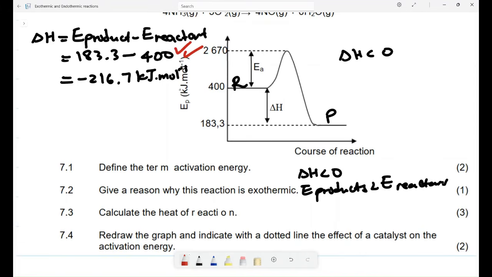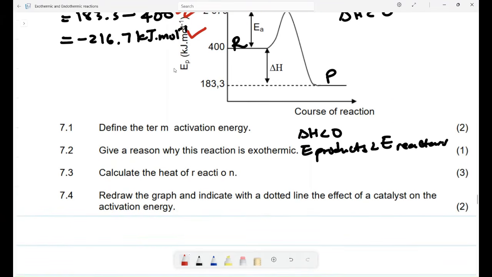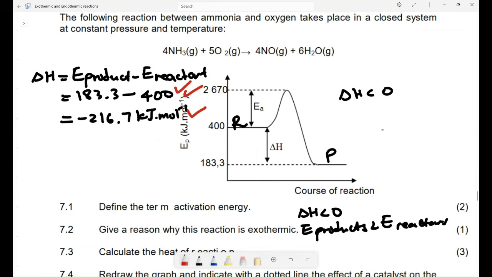For substitution, this is 2 marks, then this is 1 mark. Formula, if you do not write it, it's still fine. It's just a reminder, okay? Now, redraw the graph and indicate with a dotted line the effect of a catalyst. You'll redraw your graph exactly as it is. You do not need to indicate this, okay?